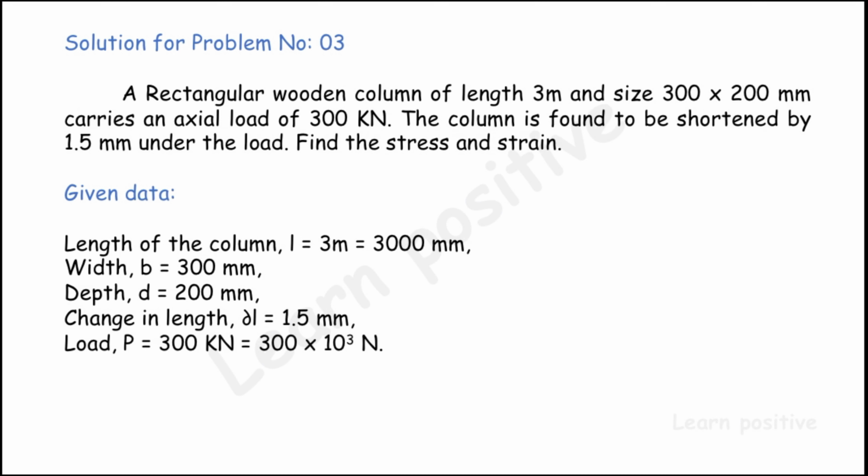For the kilo K we have to convert that to 10 to the power of 3, it is the value of 1000. So 300 into 10 to the power of 3 Newton. And to find is stress, small p, and strain, small e. So this is what we are going to find now. Now we are going to the solution.